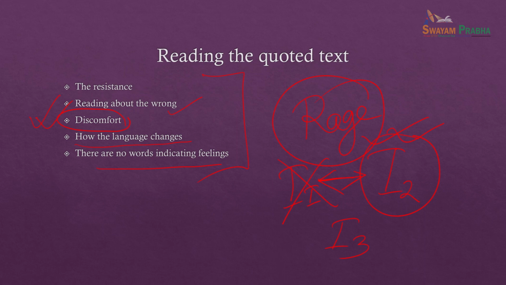It is not showing that Draupadi is very sad, very disappointed, very pathetic. She wants to kill herself. No, she is still fighting, and so is the language.